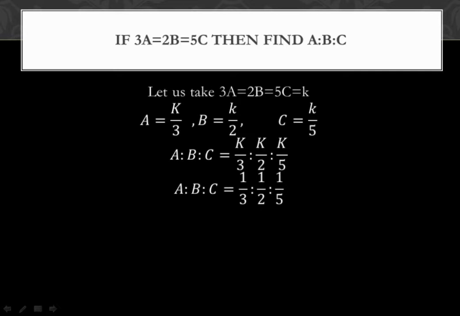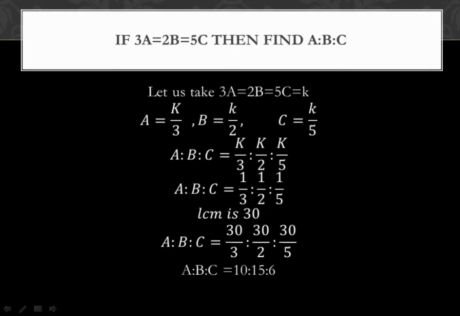Now we will take the LCM of 3, 2 and 5. So the LCM will be 30. I will multiply 30 in each of them. So A is to B is to C will be equal to 30 by 3 is to 30 by 2 is to 30 by 5. Now I will divide them and I will get the answer. So A is to B is to C is equal to 10 is to 15 is to 6. This is our required answer.